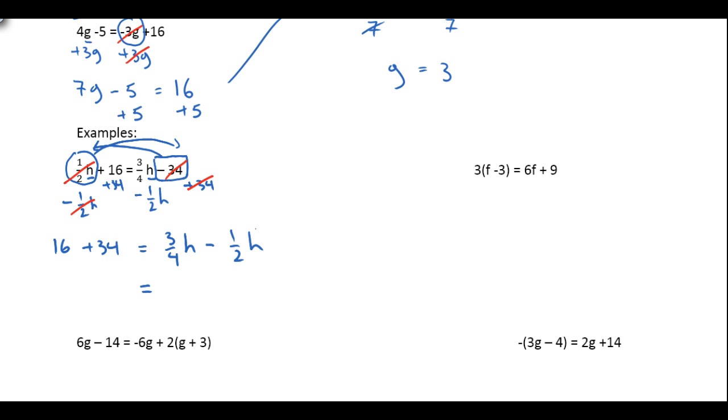Okay, so I'm going to first change this 1/2 into 2 over 4 so that I can subtract these h's over here. So 3 minus 2 gives me 1 over 4 h. And then 16 plus 34 is, whoops, 50. Okay, so now I've basically turned this into a one-step equation. I'm going to multiply both sides by 4.